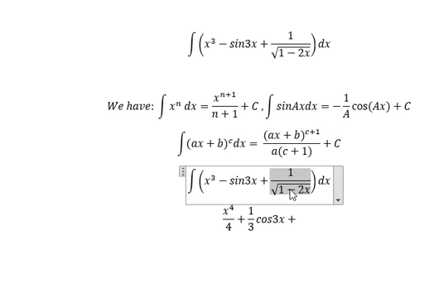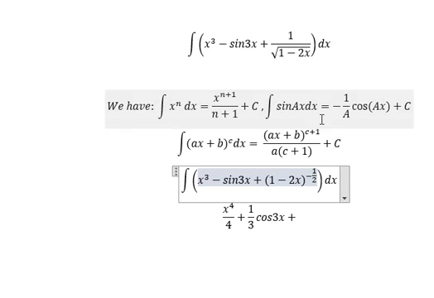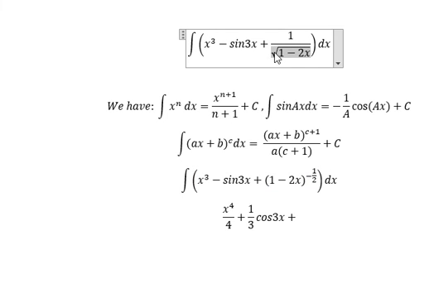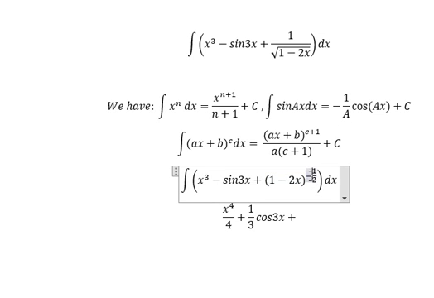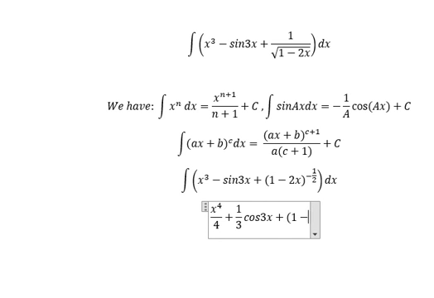This one we can change into (1 minus 2x) to the power of negative 1 over 2, because the square root represents the power of 1 over 2. If we put this one to the numerator, we have the negative sign in here. And now we can apply this formula for this one. And now we have the final answer.